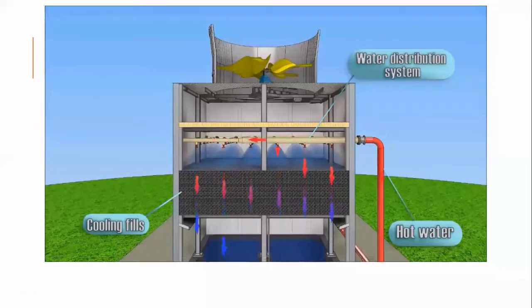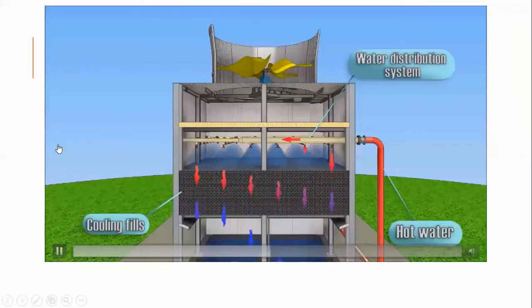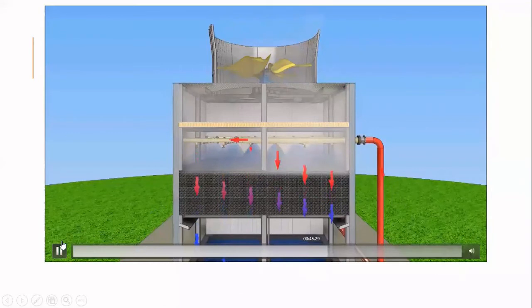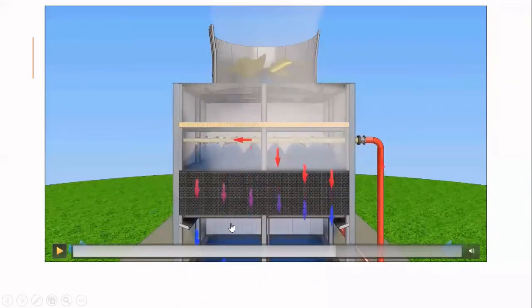Now we are going to turn on the fan. When the fan will be rotated, air is going to pass from the bottom of the cooling tower and it is going to move in the upward direction. So here you could see that some vapors were collected. Now when air will be moving up, it is going to take that vapor also with it in the upward direction.